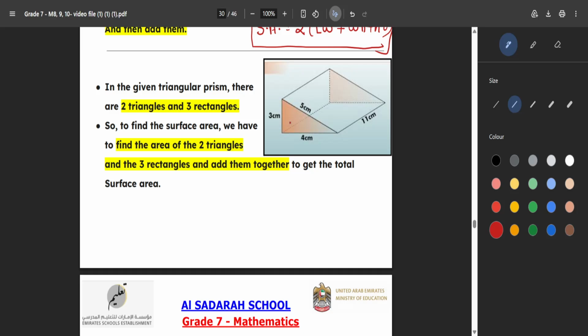The next shape. Now this is a triangular prism. Why? Because see, in the front there is a triangle, in the back there is a triangle. Correct? Now, in the rectangular prism, all the faces were rectangles. So it was easy. I have to find the area of the rectangles only. But here, first I have two triangles. See, let us check how many surfaces are there. There are two triangles, one in the front, one in the back. So if I want the surface area of this shape, first I have to find the area of two triangles.